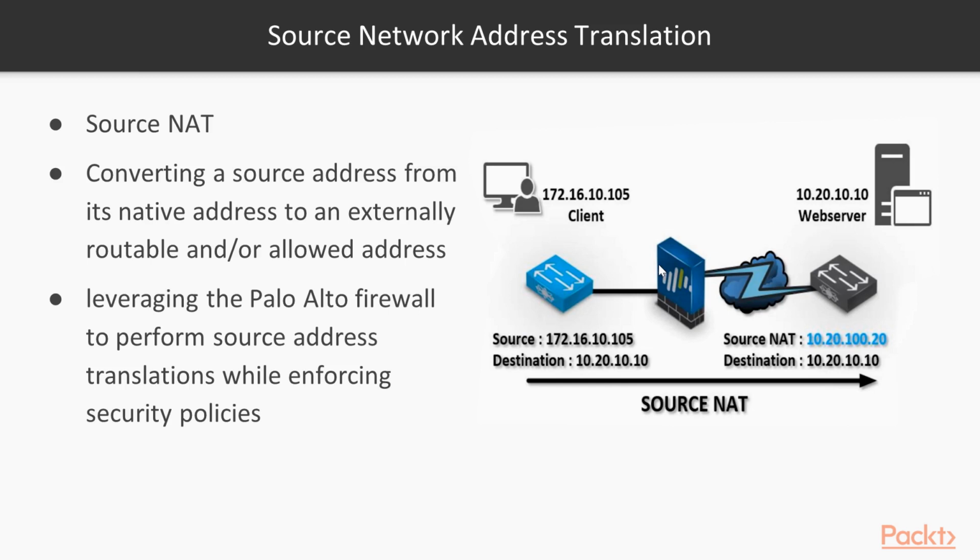Another very common example is the internet. Your machine is sitting on a private address. You know that private addresses are not routable on the outside. You need to convert that private address into a publicly routable address. In this case, your outside interface will be sitting on the ISP network, and your source address will be translated to that external interface address. This is the most common use for source NAT, and we're going to take a look at how to configure it on the Palo Alto firewall.